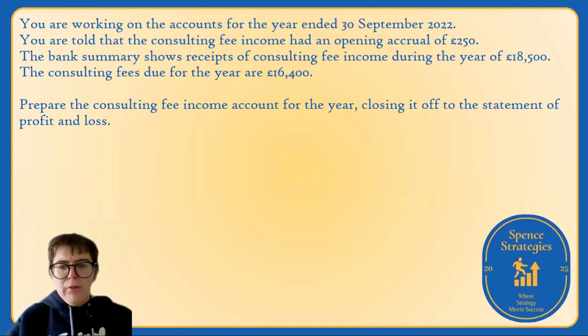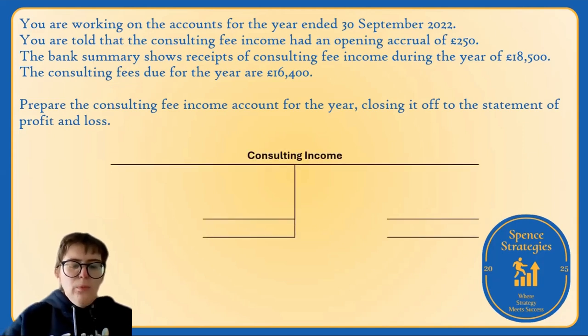So the very first thing you need to do then, when you get a question like this, is of course to draw that all-important T account for your consulting income. So, working down the steps, stage by stage then, we begin with our reversal of our accrual of £250. We need to remove the income that was earned in the last financial year, which was the £250. So it was an accrued income.